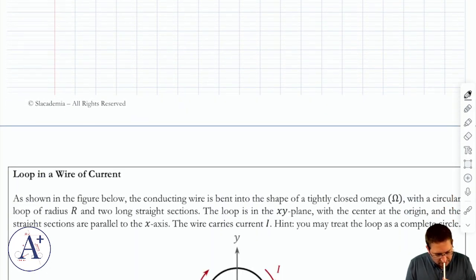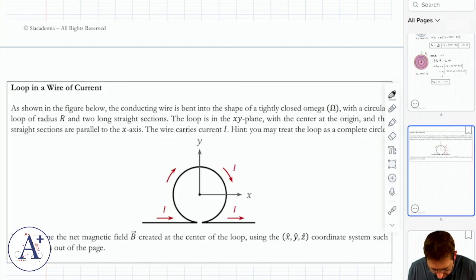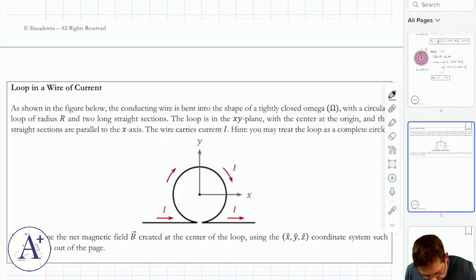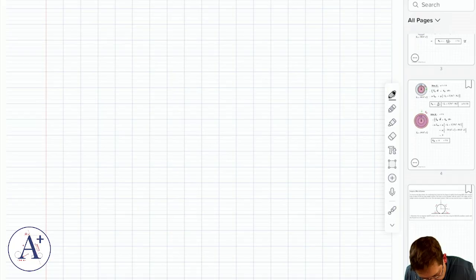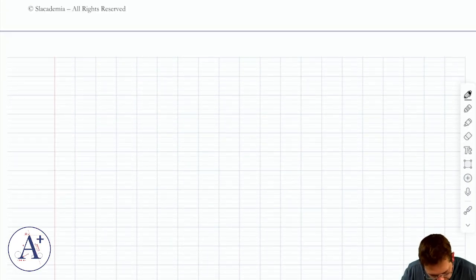Okay. So, well, let me do this. I'm going to insert a blank page here so I can write down a few things about Biot-Savart.